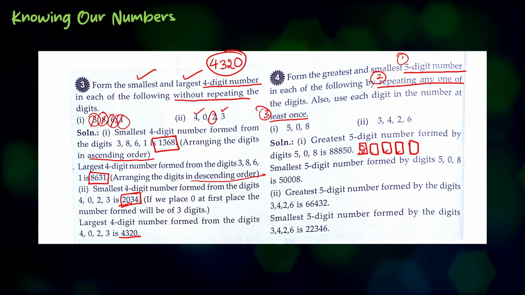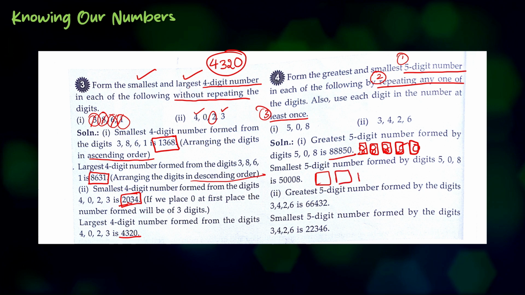So the last two digits are there. 8 I will repeat, 2 digits are there. So 8 I will repeat 3 times, and then 5 is the next highest, and then 0. So 88850 is the greatest answer. And now you have to find the smallest.